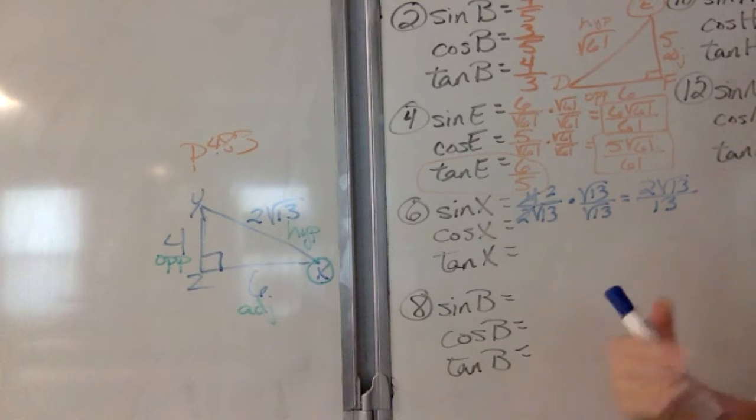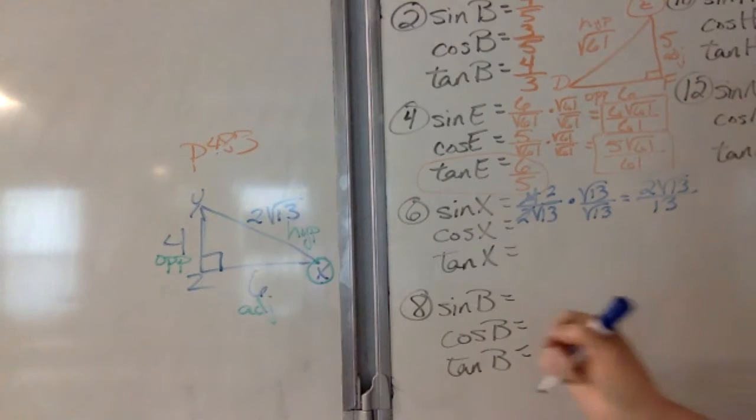Now, cosine is going to be similar. Cosine is the adjacent side over the hypotenuse.